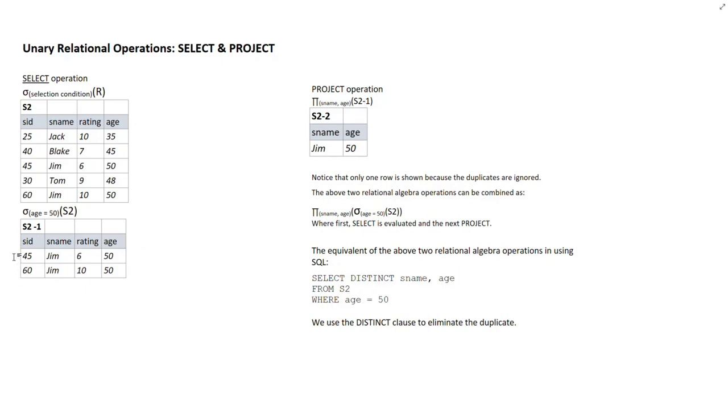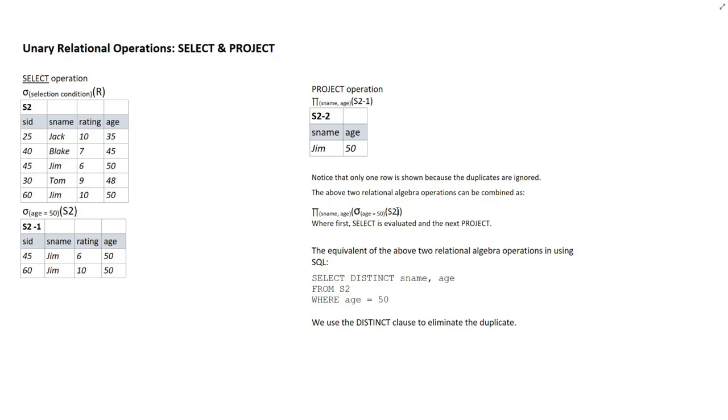So it is going against this relation, and notice that even though sname and age are exactly the same, it is displayed here only once. So in relational algebra, duplicate rows are eliminated by nature, by its rules. So we can put these two queries together in this way.